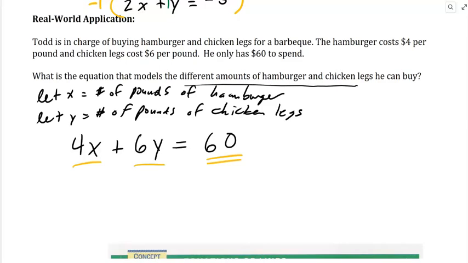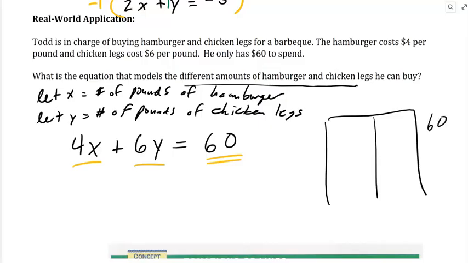And then we could come up with different scenarios where if he buys 1 pound of hamburger, how many pounds of chicken legs could he buy, and so on and so forth. So that's where we're at. And you could create a table of values. Just remember, everything has to equal 60. So if x is 1, so that'll be 4 times 1, that'll be $4. 60 minus $4 is 56.